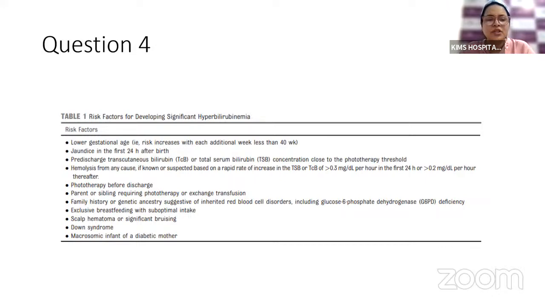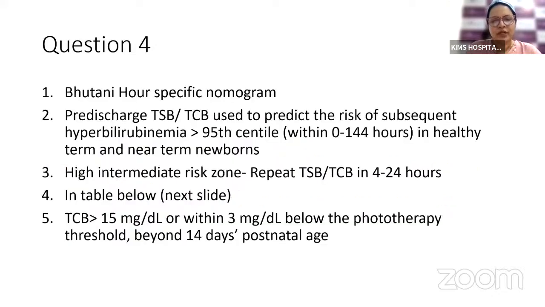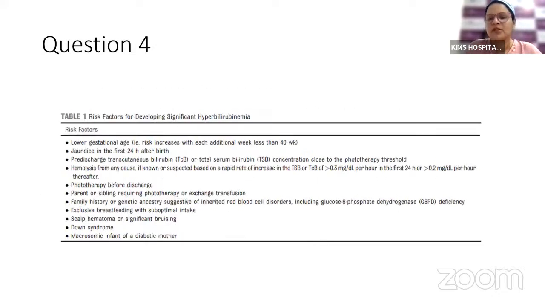Requiring phototherapy before discharge, history of sibling requiring phototherapy or exchange transfusion, family history or genetic ancestry suggestive of inherited blood disorders, including G6PD deficiency, and exclusive breastfeeding with suboptimal intake. Scalp hematoma, significant bruising, presence of Down syndrome, as well as macrosomic infant. So these are all some risk factors to develop significant hyperbilirubinemia. So presence of multiple risk factors also must prompt us to have a high index of suspicion for following up the baby for serious or significant hyperbilirubinemia.